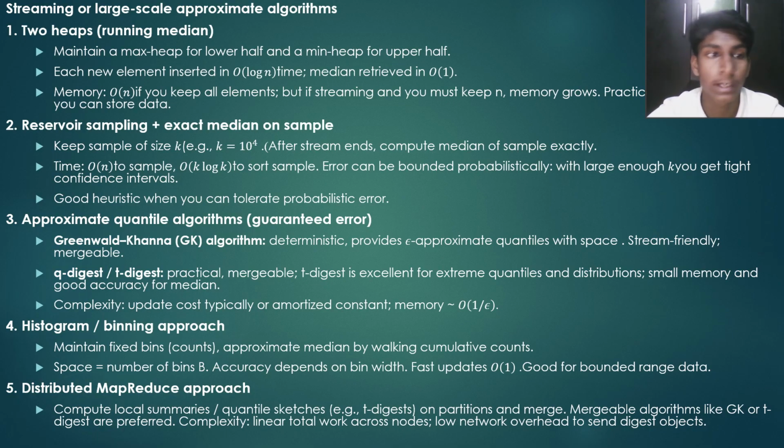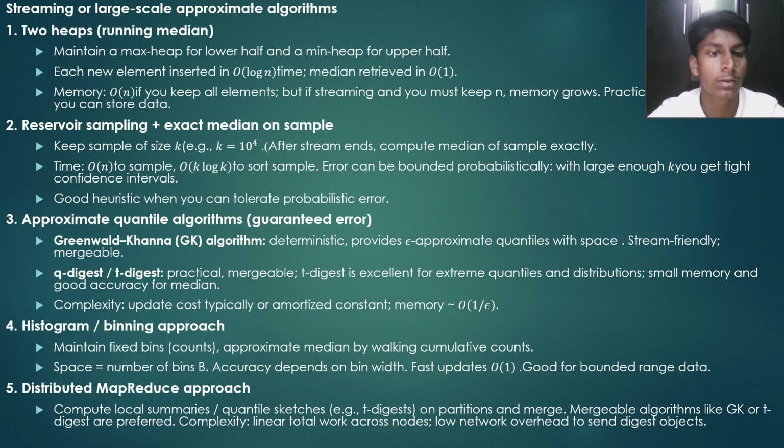Practically you can store data. Reservoir sampling plus exact median on the sample. Keep a sample of size k. Time is O(n) to sample, and O(k log k) to sort the sample. Error can be bounded probabilistically with a large enough k, giving tight confidence intervals. It is a good heuristic when you can tolerate probabilistic error.